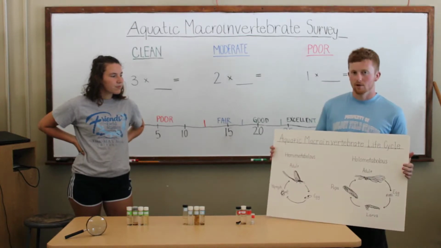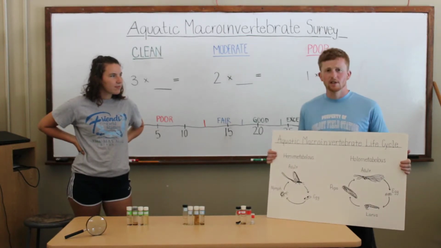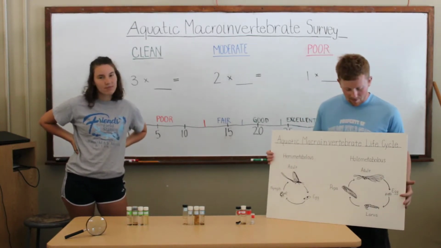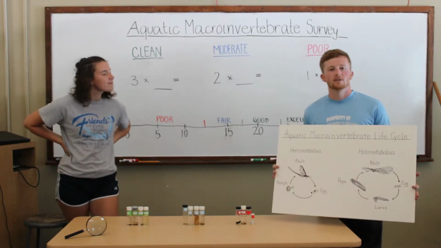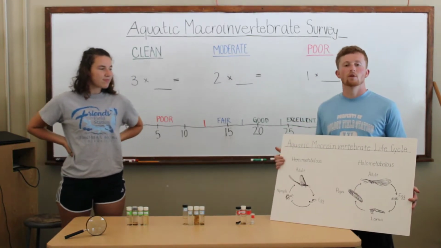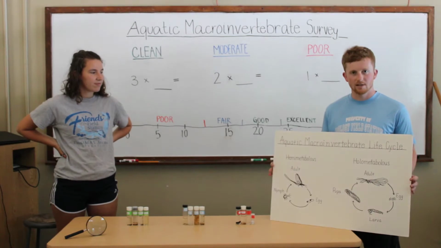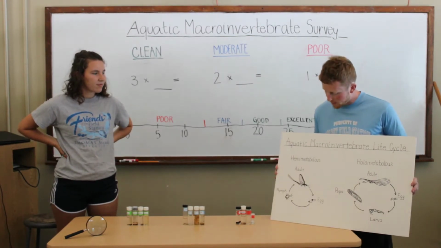So aquatic macroinvertebrates are organisms that live in the water and do not have a backbone. These organisms have an interesting life cycle where the adult form is terrestrial, or lives on land, and the juvenile and pupal forms live in the water.